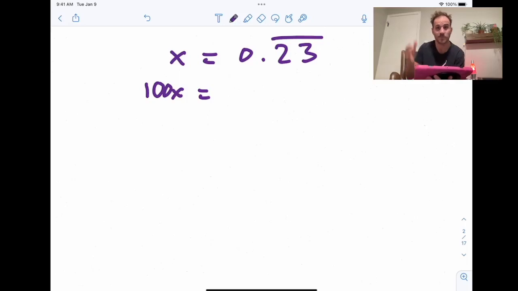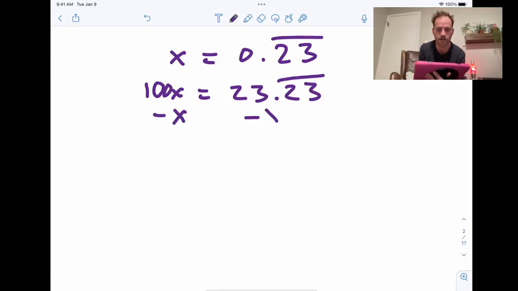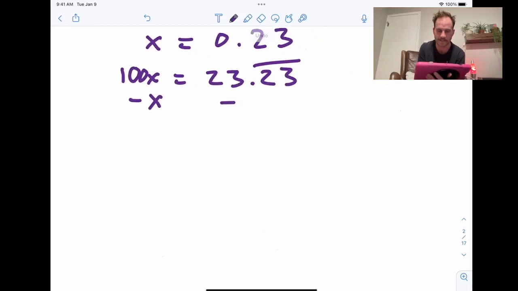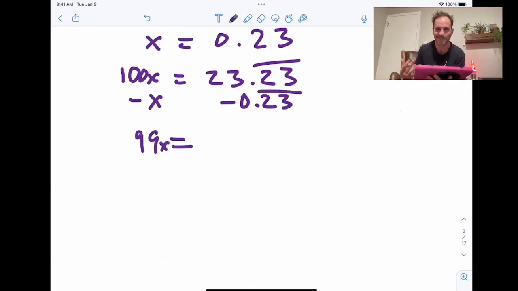Because that's going to move the decimal 2 places over. So we'll have 23.23 repeating. Now here, when we subtract 1x, again, remember x is 0.23 repeating, we'll end up with 99x, because 100x minus 1x equals 99x, and that will equal 23.